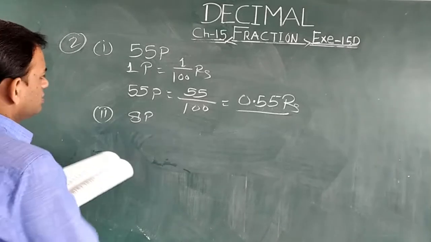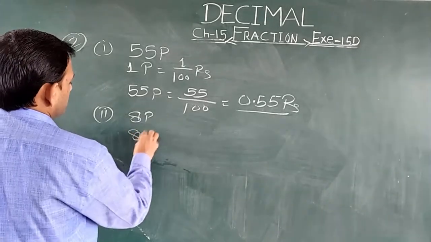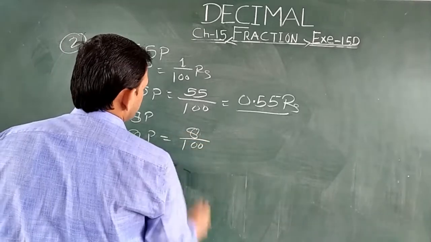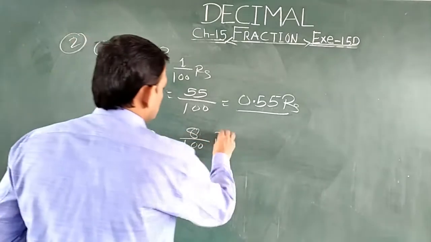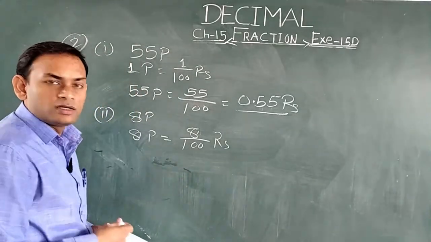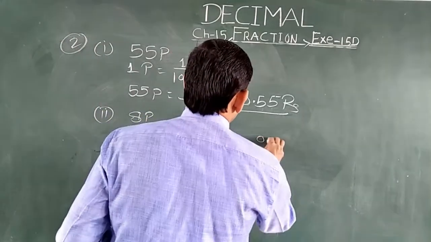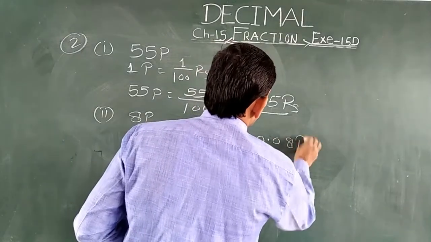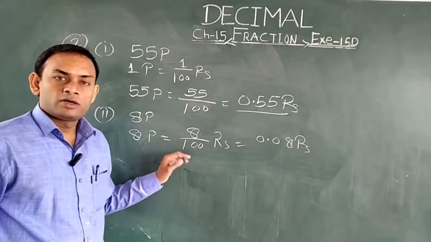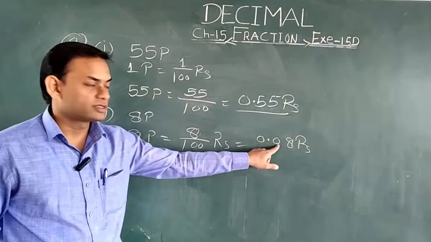Next, I am telling you the second part of this, 8 paise. So how do you change it? As you know, 8 paise will be 8 upon 100 rupees. To make it rupees, you divide by 100. So it will be 0.08 rupees. As you know, when we divide any number by 100, we put the decimal after 2 digits.